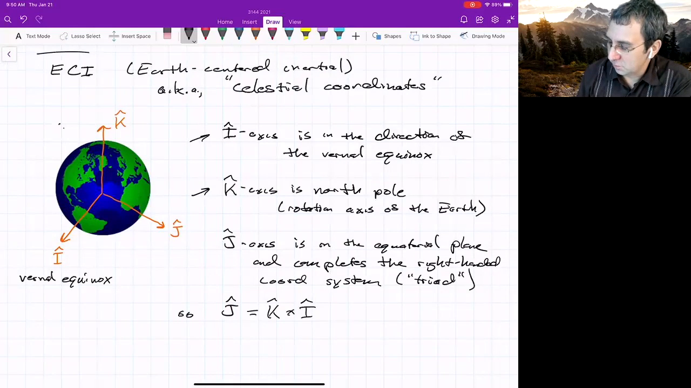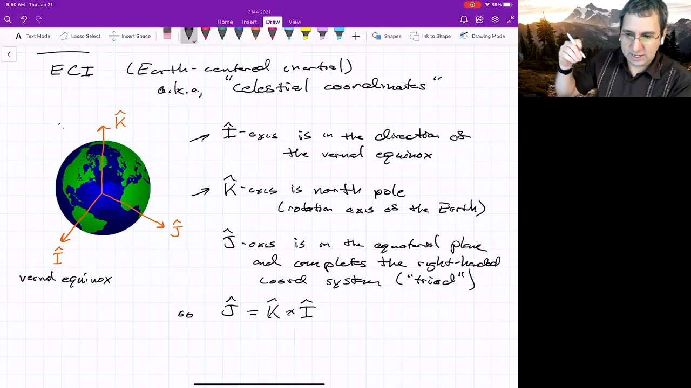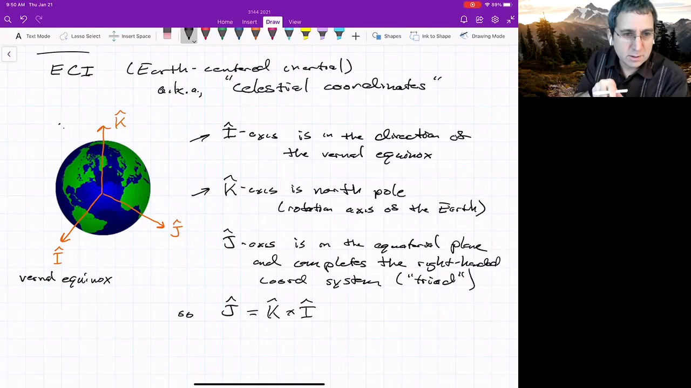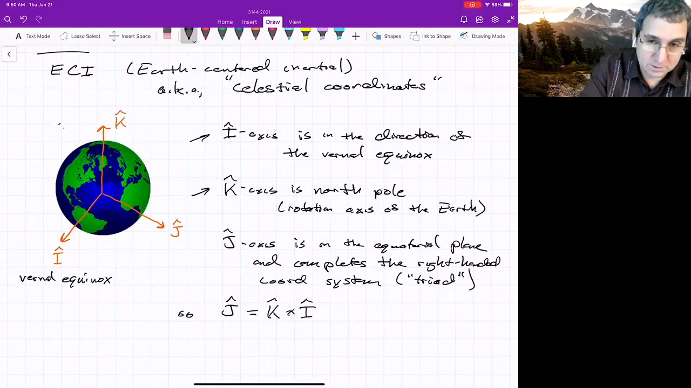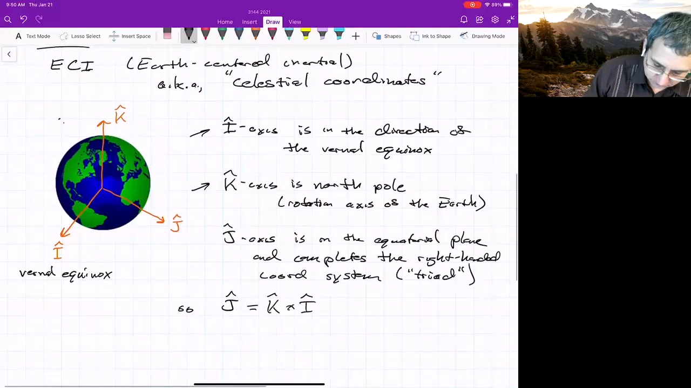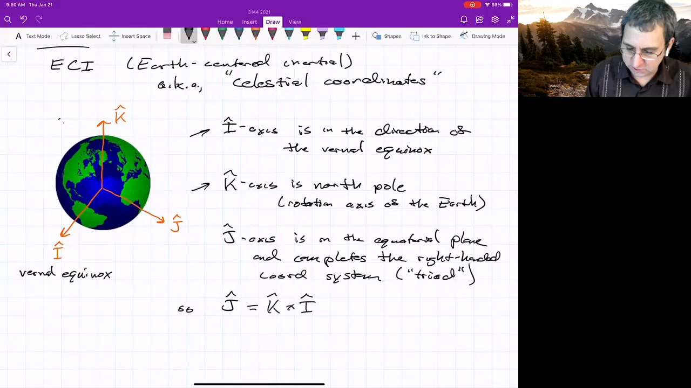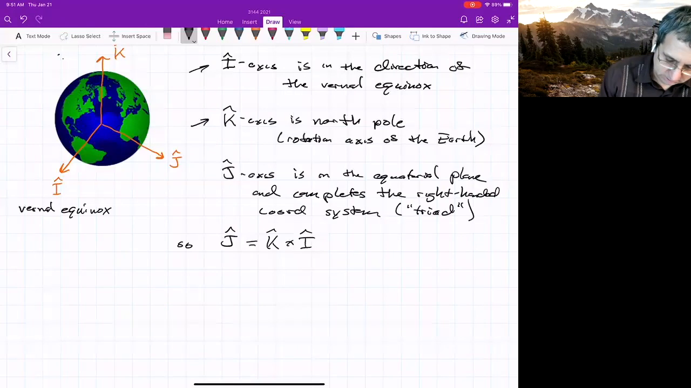But for most satellite missions, you need to know something about where your satellite is with respect to the ground and points on the ground, latitude and longitude points. And of course, the Earth itself is rotating with respect to this Earth-centered inertial frame. So that's where we come to the next frame, which is the Earth-centered, Earth-fixed. So the next one would be the Earth-centered, Earth-fixed, right?